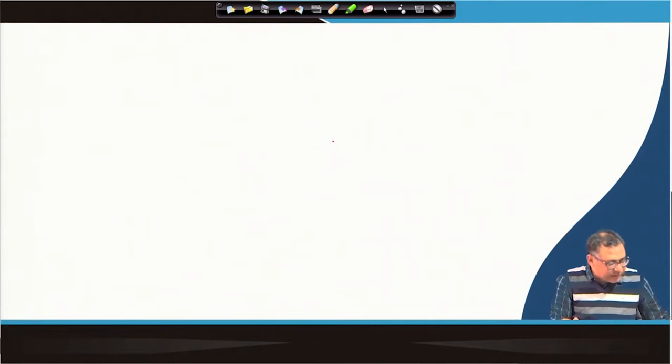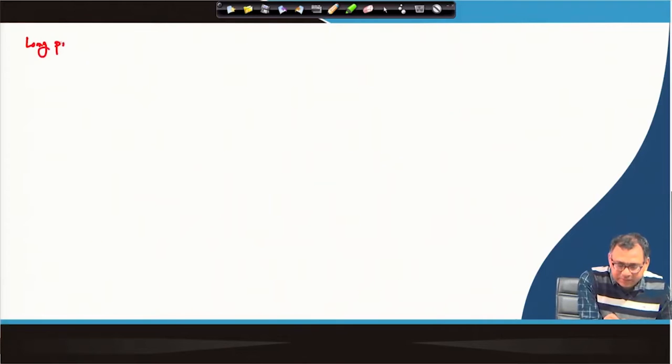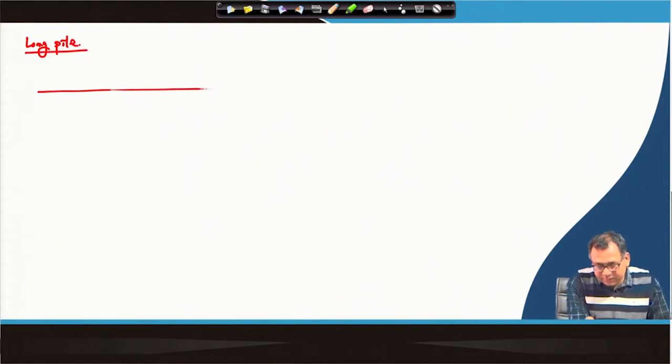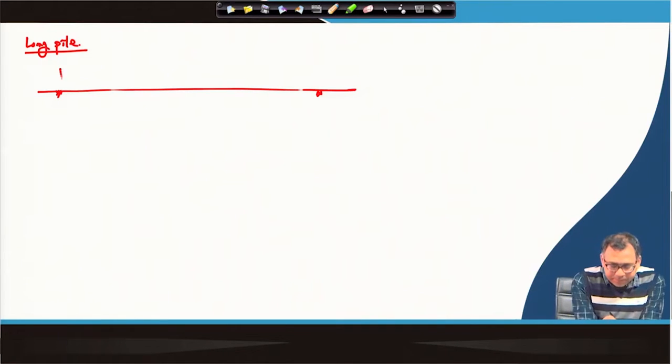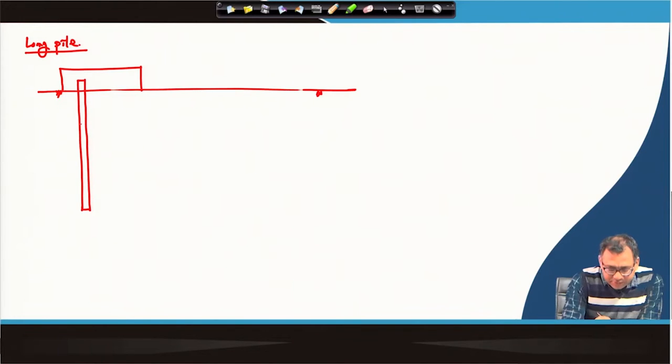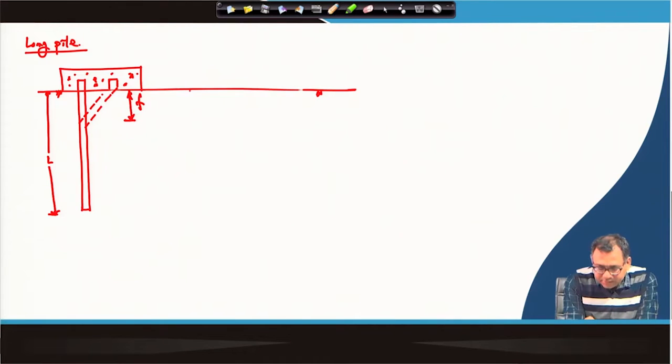So, for the fixed headed long pile case, this is the ground surface, and this is the fixity of the pile, and this is the pile, which is the long pile, and in the case of a long pile, there will be yielding at a point. And this is, say, the pile cap, this is L, and the distance where the yielding occurs is at a distance of f, and then the soil reaction.